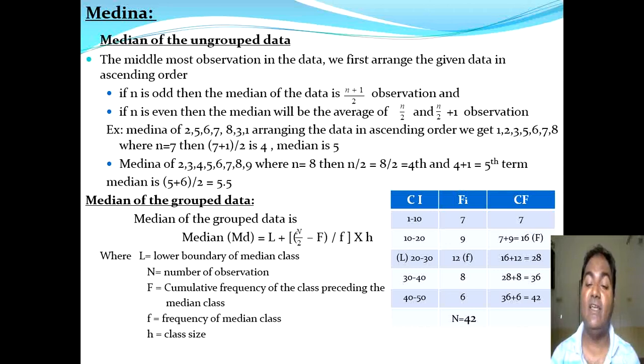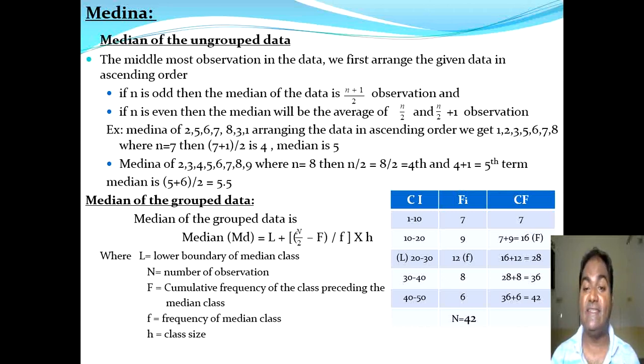What is a median class? In the given class intervals and frequencies, whichever has the highest frequency, its lower boundary is taken as the median class. Next, n is the number of observations, same as in mode and mean. Next, capital F is the cumulative frequency of the class preceding the median class. In the example, the median class is 12. And capital F is the cumulative frequency of the preceding class, the class above, that is 7 plus 9 equals 16. How to find the cumulative frequencies, I will explain. Next, small f is the frequency of the median class and h is the size of the class interval.